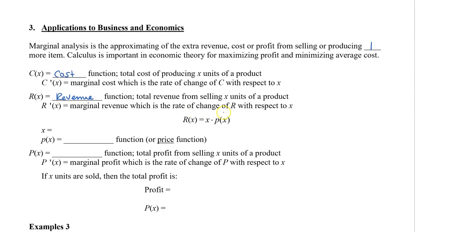And it's the total revenue from selling x units of a product. And when we take the derivative of R, we get the marginal revenue, which is the rate of change of the revenue with respect to x. Now, a little bit more about revenue.